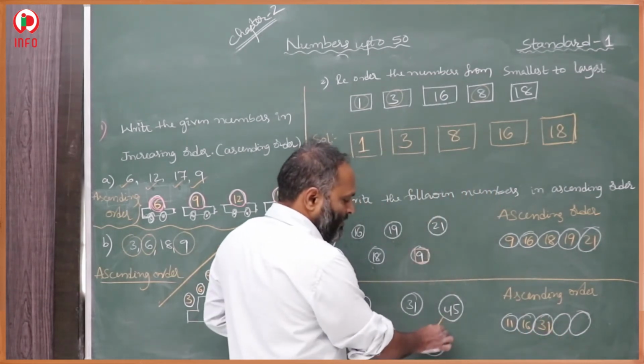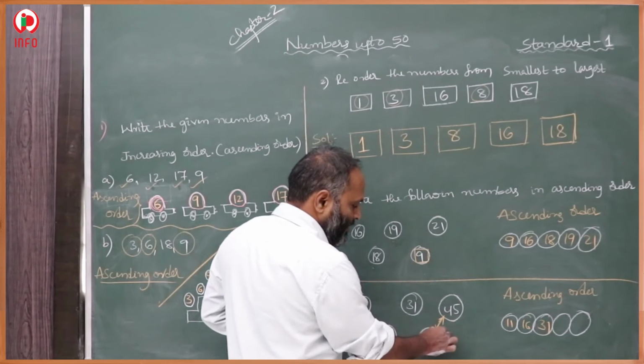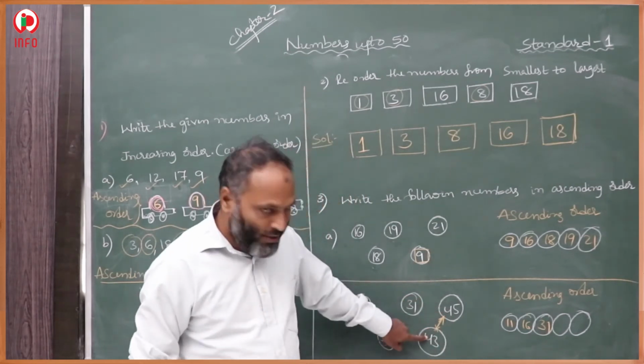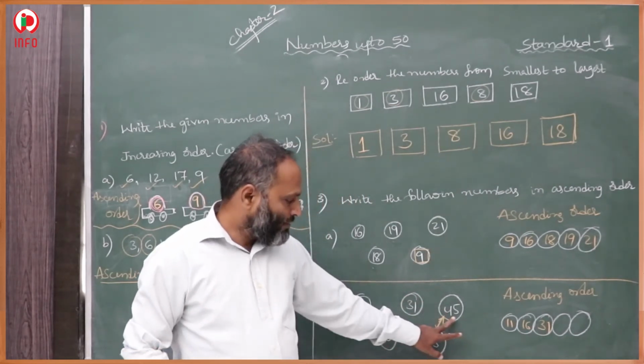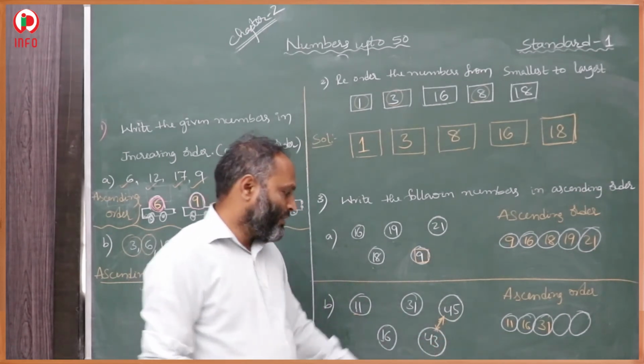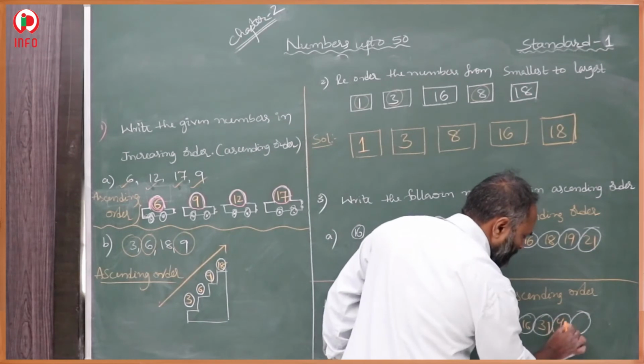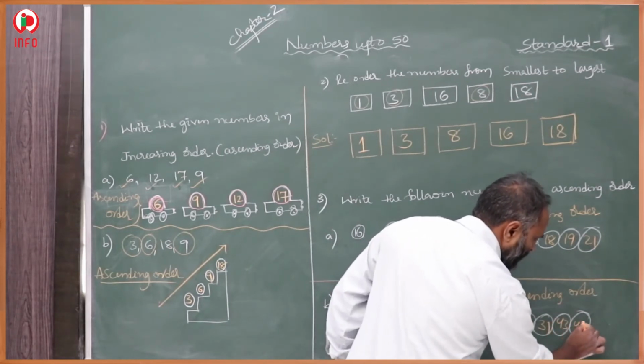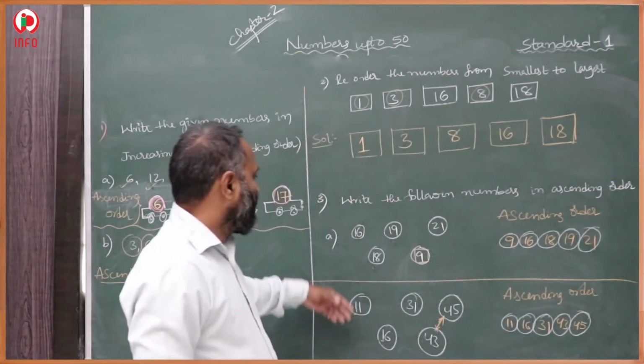Now we compare these two. In these two, we have to check which one is smaller. Here 4 is there, here 4 is there in tens place. So in ones place we have to check. Here 5 is there, here 3 is there. 3 is lesser. That means 43 comes first. Next 45. This is our ascending order.